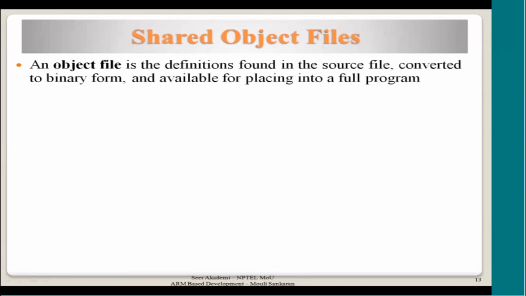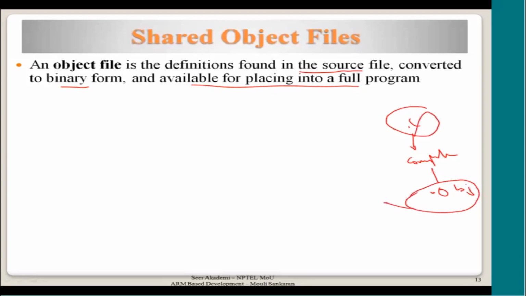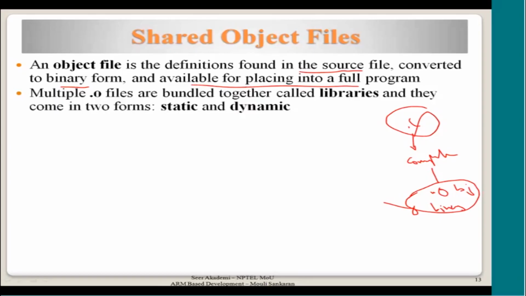An object file is a definition found in the source file converted to binary form and available for placing into a full program. So what is the OBJ file? A compiler generates an OBJ file from a .c file. Whatever is defined in the C file is converted into a set of assembly instructions, converted into binary form, and all of it is captured in the OBJ file in binary form. It can be placed in the executable or it can be placed into a library, doesn't matter. So multiple .o files bundled together are called a library.